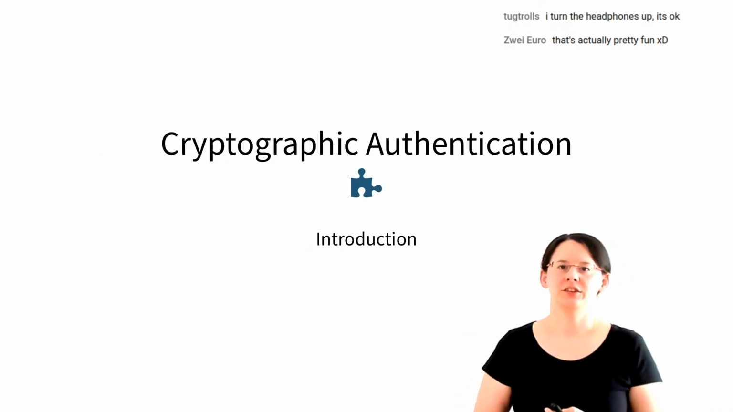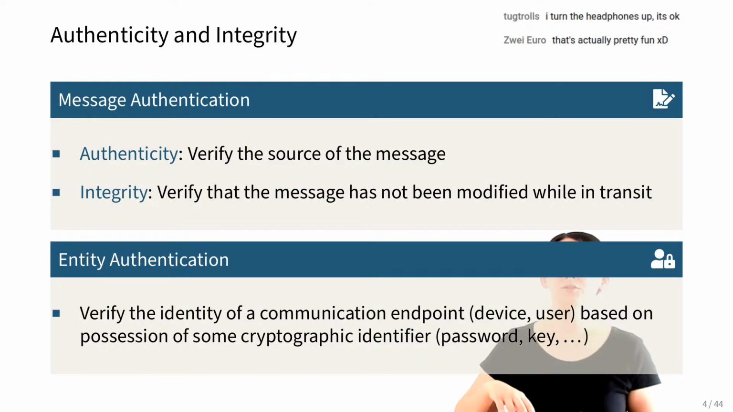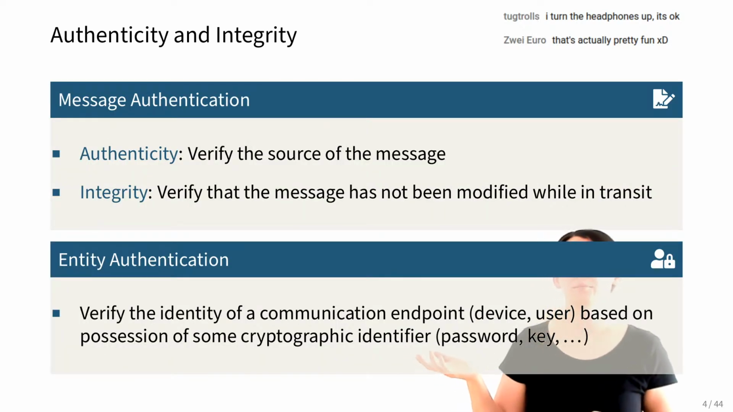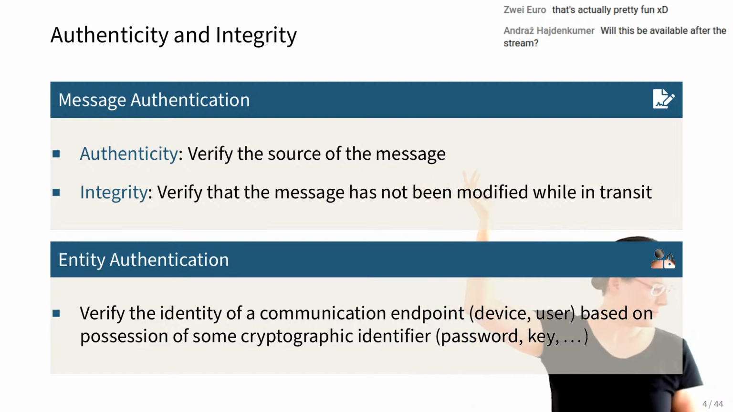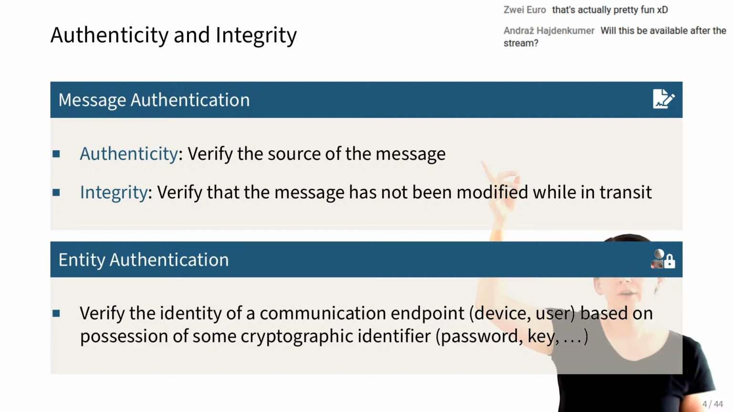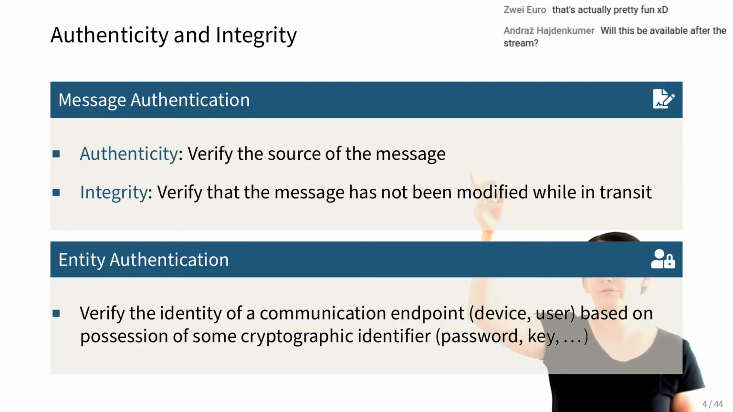So let's start with a general introduction to cryptographic authentication. There are two main types of security properties, or functionalities, that we mean by authentication. First, message authentication, where we try to protect on the one hand the authenticity of a message, meaning we want to verify what the source of the message is. And second, we want to verify the integrity, meaning that the message has not been modified while being transmitted.